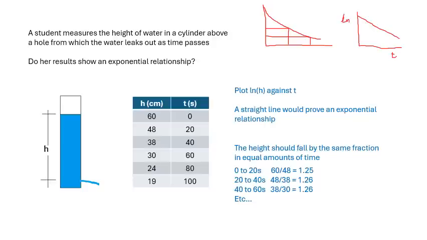In this case, just do it every 20 seconds. So the height should fall by the same fraction in equal amounts of time. So from 0 to 20, it goes down by 1.25. From 20 to 40, 1.26. From 40 to 60, 1.26, etc. So it's going down by the same fraction in equal amounts of time. Or in any amount of time, it goes down by the same fraction.